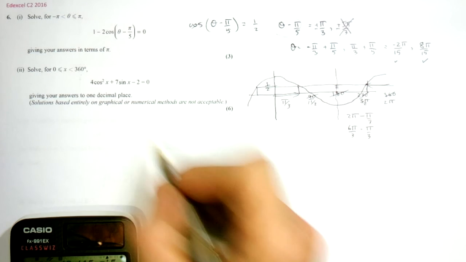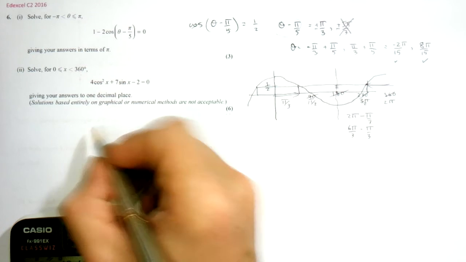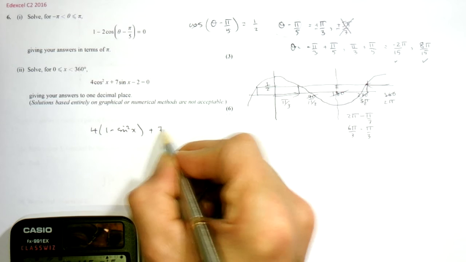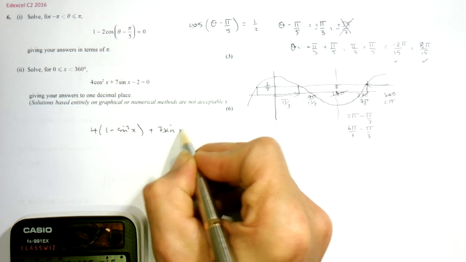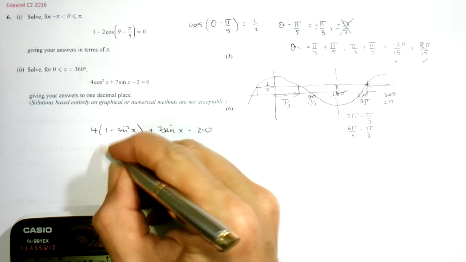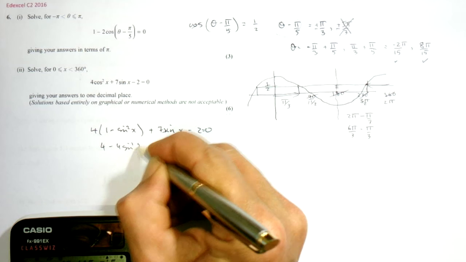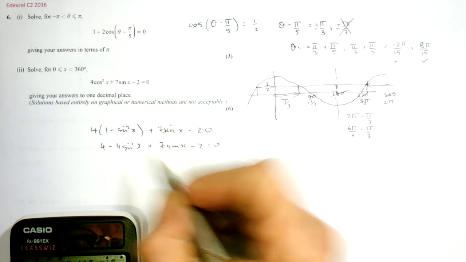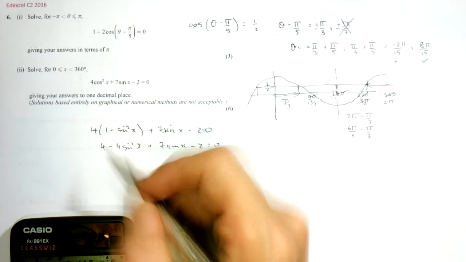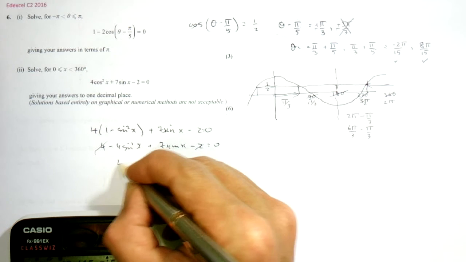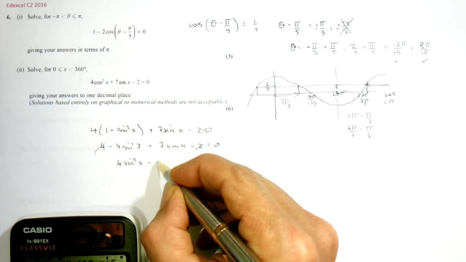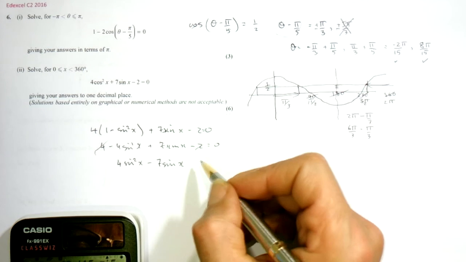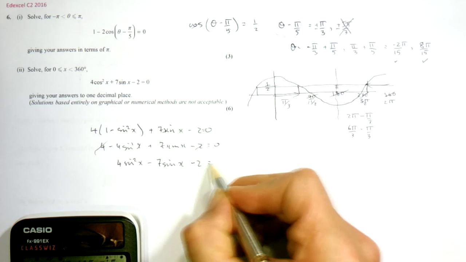Now we do part 2: 4 cos squared x plus 7 sine x minus 2, so 4(1 minus sine squared x) plus 7 sine x, take away 2 is equal to 0. So 4, take away 4 sine squared x plus 7 sine x, take away 2 equals 0. Rearrange this, so simplify that term and this term and then change the sign. So 4 sine squared x, take away 7 sine x, take away 2 add 4 is plus 2, but change the sign, becomes minus 2.